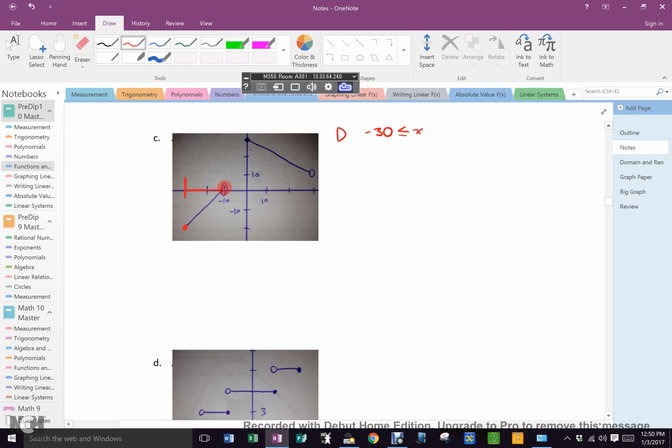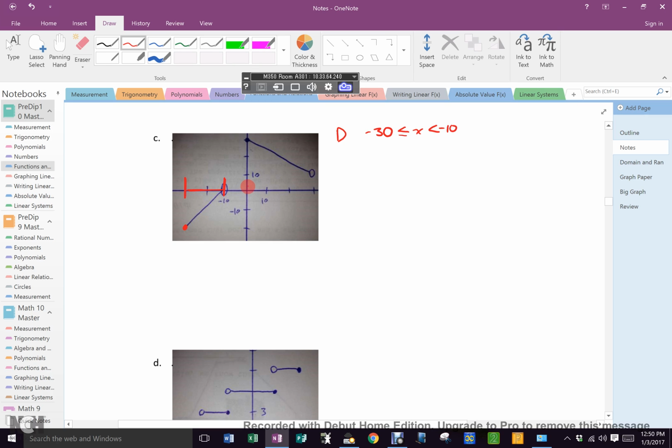Now, I go up to there. That's an open dot. Is the negative 10 included? Think back to grade 9. You guys all graphed inequalities in grade 9. Elma is shaking her head because Elma's right. It is not included. So there is no equal sign there. Is everybody cool with that? That is one set of my domain, isn't it?